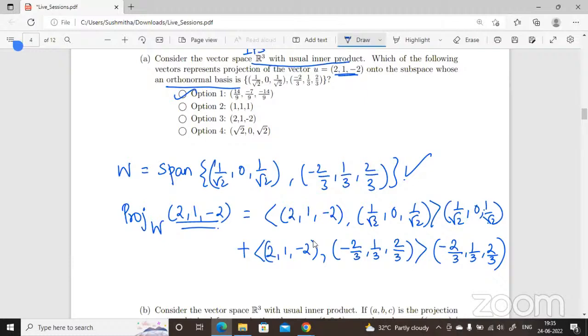So suppose this was not orthonormal. Suppose it was this. Then you will convert it into an orthonormal basis and then apply the formula. You cannot apply the formula directly. You have to first divide by the norm and then apply the formula.